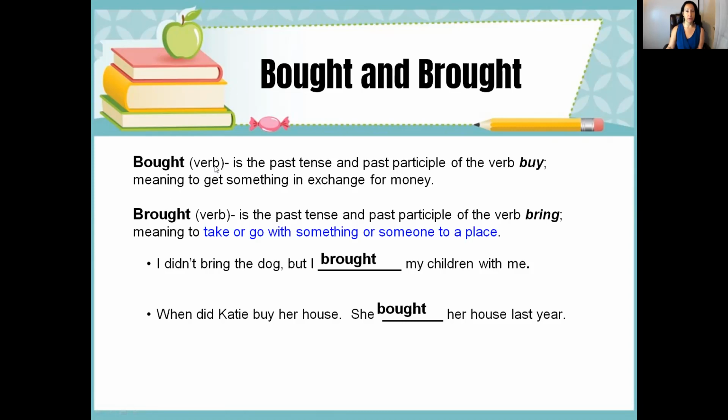Does everyone remember regular and irregular verbs? Do you think this is a regular verb, or do you think it's an irregular verb? You got it. It's an irregular verb, okay? Because when you have a regular verb, you would add an ED, but not here. This is irregular. Buy and bought. Bring and brought. Very good.